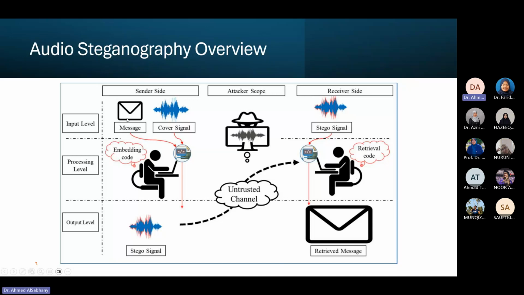The sender starts with the message and the cover signal, and he runs the embedding code to produce the stego signal. Over here, the stego signal will be sent using an untrusted communication channel over to the receiver. The attacker over here can only see the stego signal, and he cannot understand the meaning or the content of this signal. However, the receiver can use the stego signal to run the retrieval code and retrieve the message.